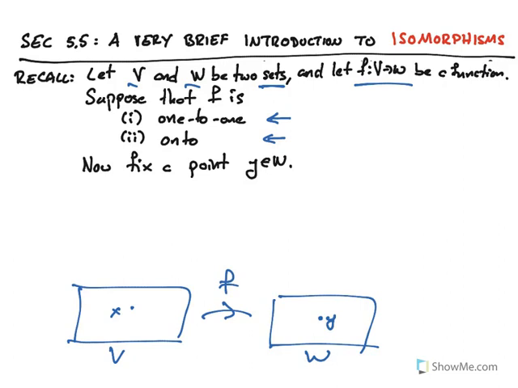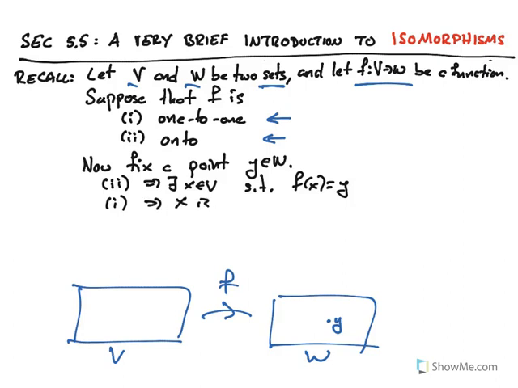So now if a function is both one-to-one and onto, then, let's go back and redo this, suppose we fix any point y in W. Then because F is onto, 2 implies that there exists an x in V such that f of x is equal to y, and 1 implies that there is no other point. X is the only point.